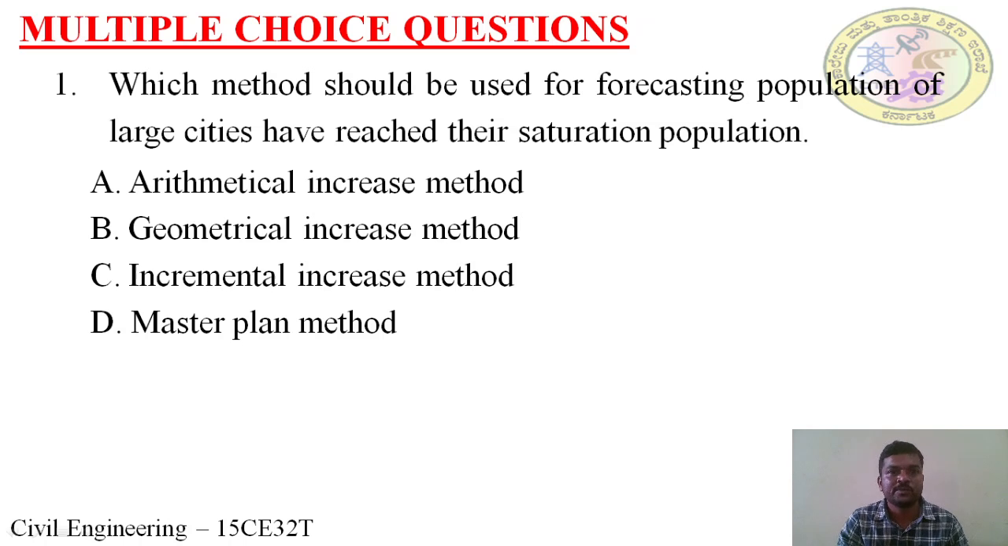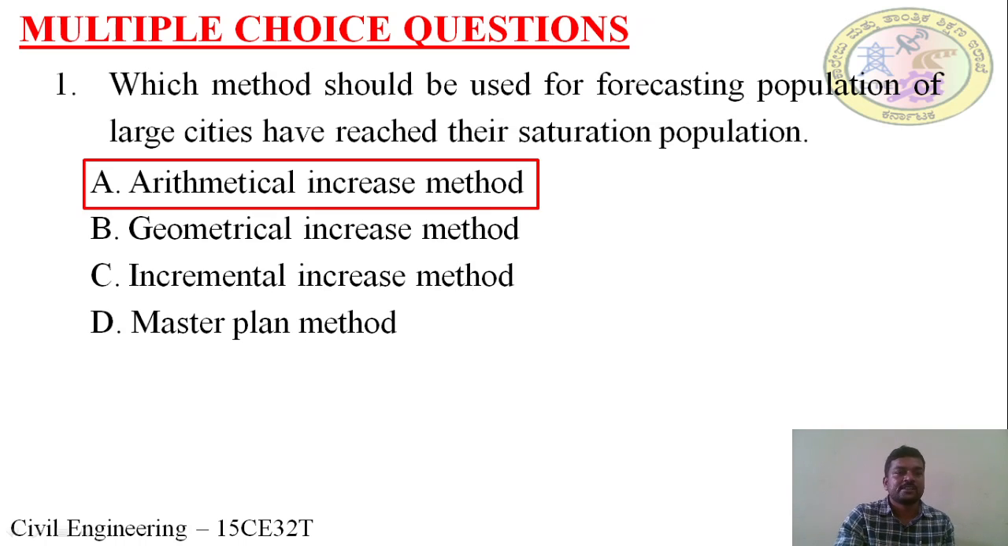So next, move on to multiple choice questions. Which method should be used for forecasting population of large cities that have reached their saturation population? Option A, arithmetical increase method. Option B, geometrical increase method. Option C, incremental increase method. Option D, master plan method. In this session we have discussed the arithmetic increase method, which is used for large cities that have reached their saturation population. So the answer is option A.